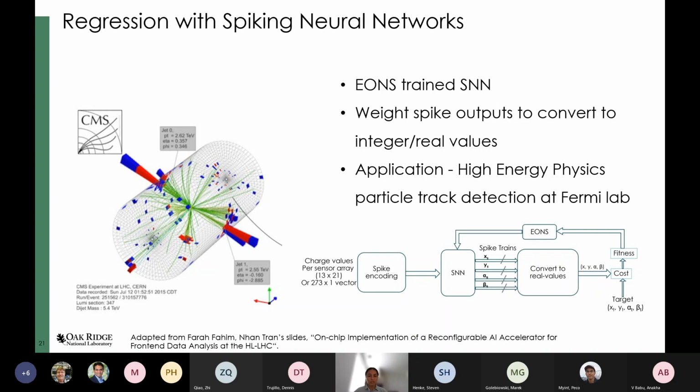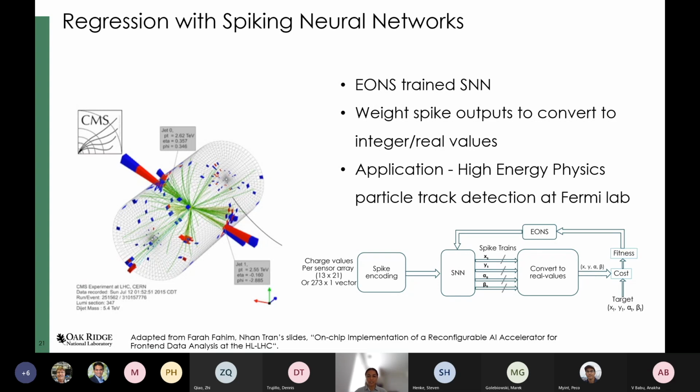So for this particular science problem, we are again looking at the evolutionary optimization, but now instead of performing classification, we are performing a regression, where the input would be the charge values from the sensor array, and the SNN is trained by EONS to output the location and the angle information that are needed from the charge values of this sensor array. It's currently an ongoing project. I don't have the results from it right now.